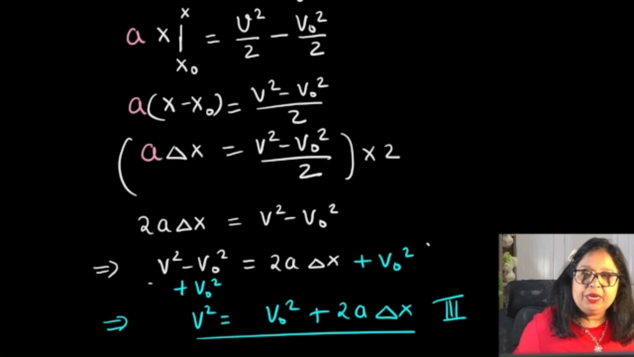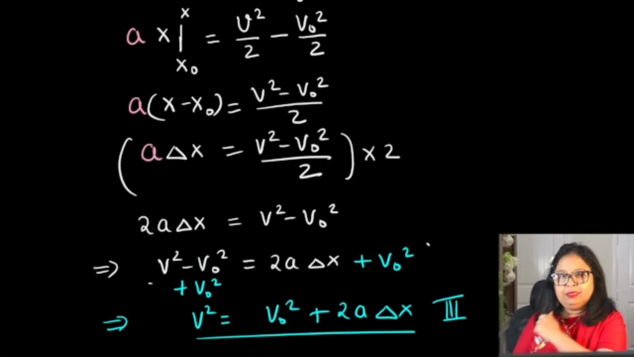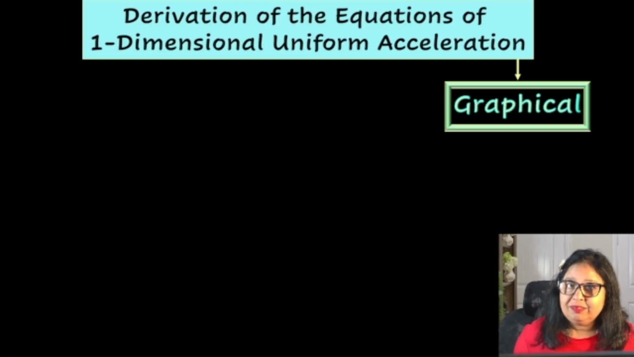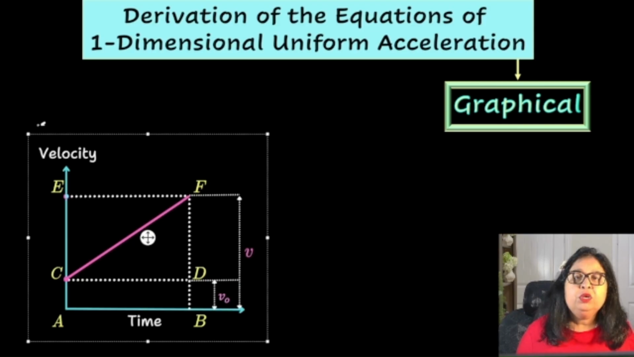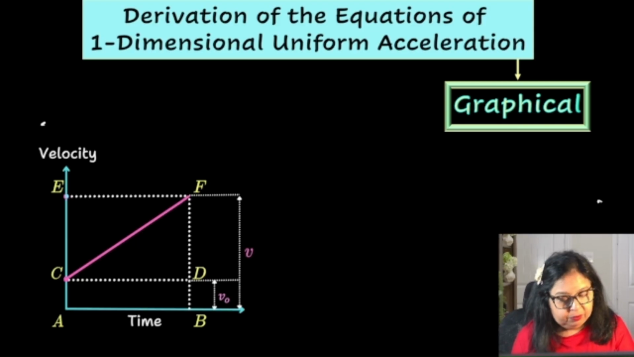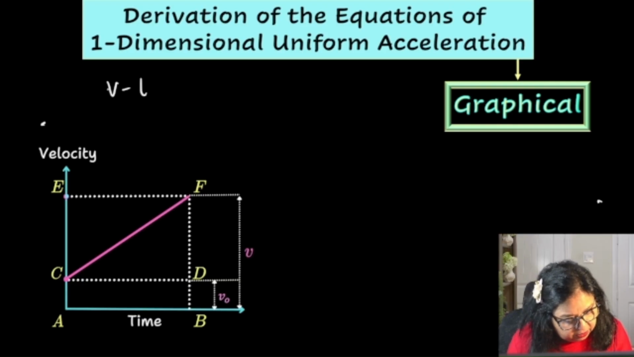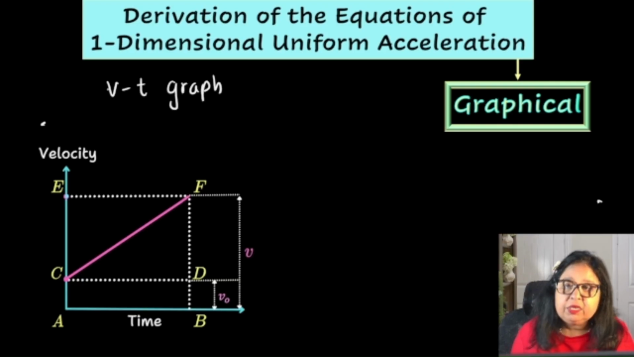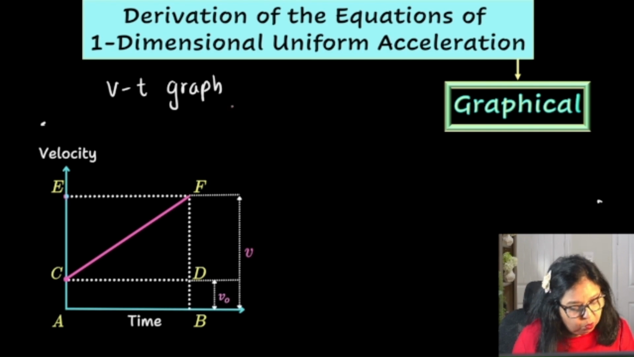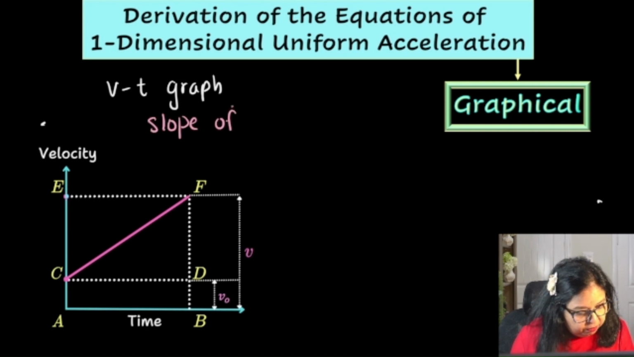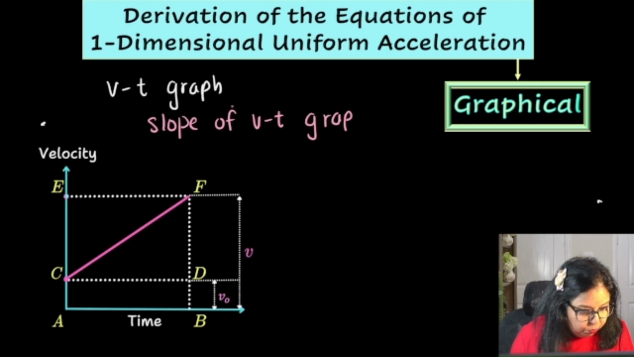Now we are going to derive these three equations using what? Graphs. Let's get to that. Finally, the graphical method to derive the three equations of motion. What kind of graph are we going to use? It turns out that we are going to use the same graph, the velocity time graph, to derive all three equations of motion. So here we got our velocity time graph, where velocity is along the y-axis and time along the x-axis. We know that the slope of this graph, the slope of the VT graph, gives us the acceleration.